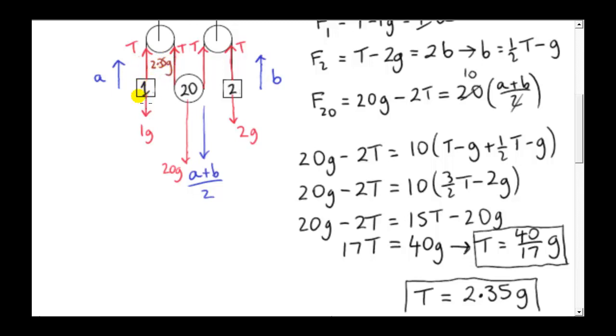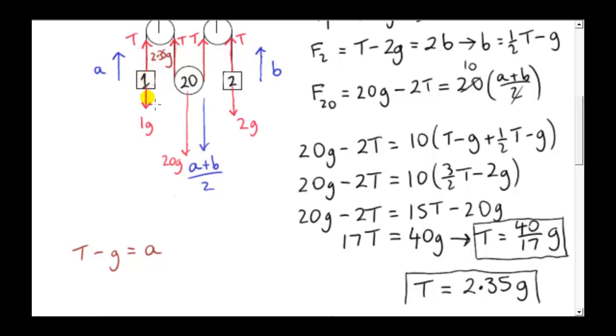It makes sense in terms of the direction of the acceleration of each mass. So the upwards force 2.35 g is greater than 1 g, so the 1 kilogram mass accelerates upwards. What about these two? Well, 2 times 2.35 is 4.7, so we have 4.7 g up, but we have 20 g down, so that makes sense. And here we have 2.35 g up, which is greater than the 2 g down.